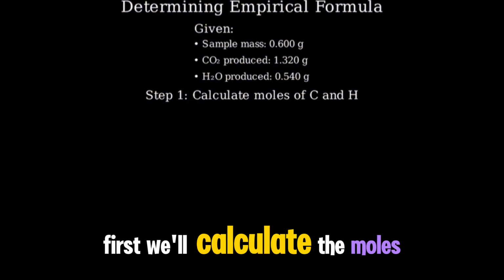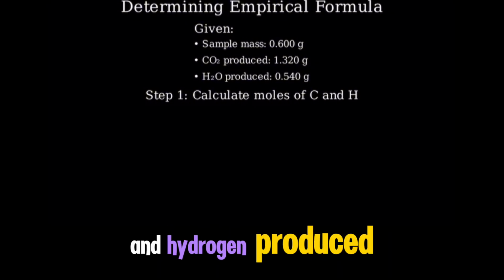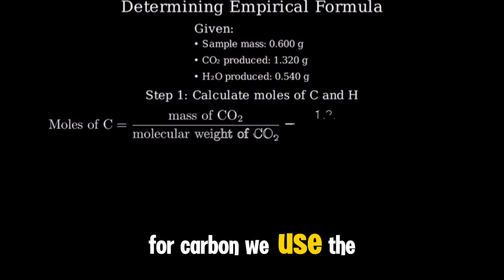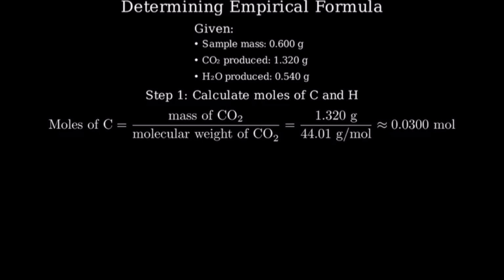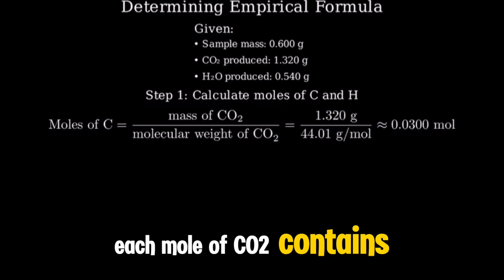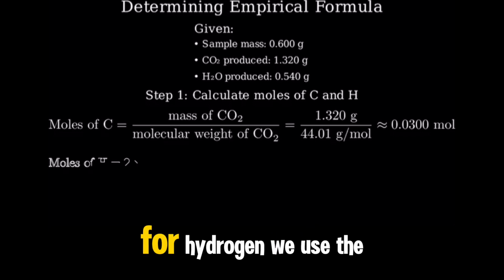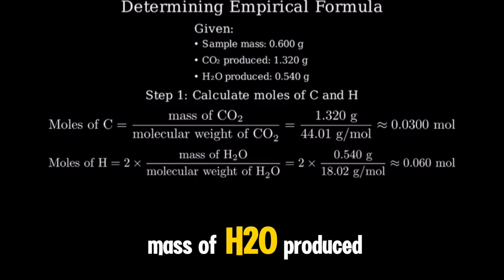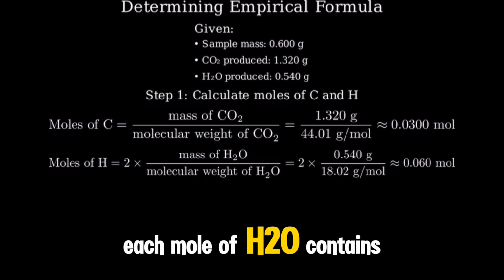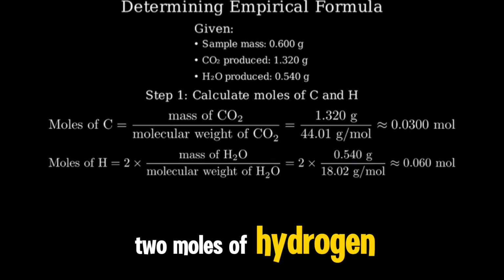First, we'll calculate the moles of carbon and hydrogen produced. For carbon, we use the mass of CO2 produced. Each mole of CO2 contains 1 mole of carbon. For hydrogen, we use the mass of H2O produced. Each mole of H2O contains 2 moles of hydrogen.